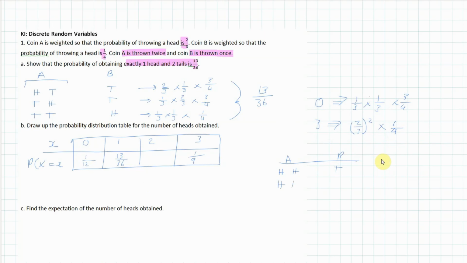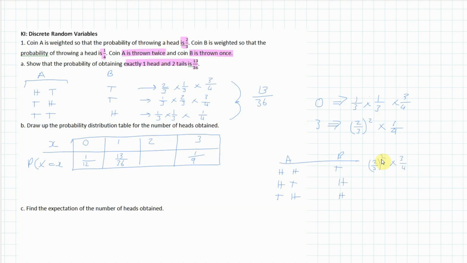Or we could get heads, tails, heads, or we could get tails, heads, heads. Those are the 3 options. Now to get heads, heads, tails, that's obviously (2/3) squared times 3/4, because not getting a head is 3/4 for B.